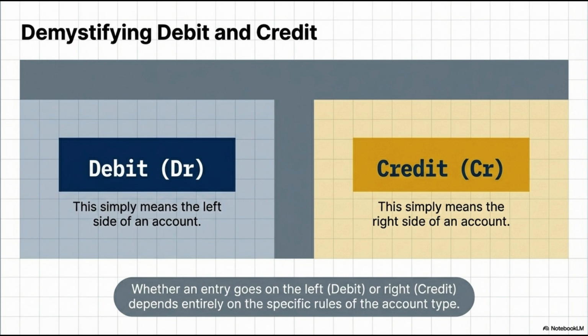Understanding debit and credit. Students often get confused about debit and credit, but don't worry, it is simple. Debit simply means the left side of an account, while credit means the right side of an account. But more importantly, debit and credit follow rules depending on the account type.